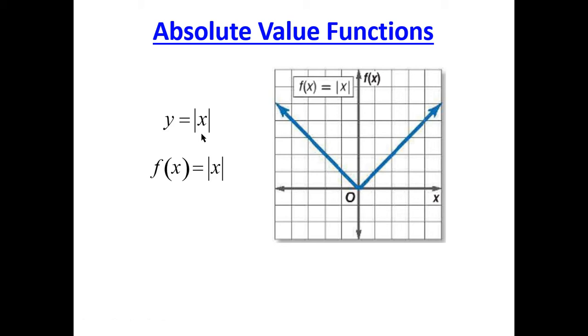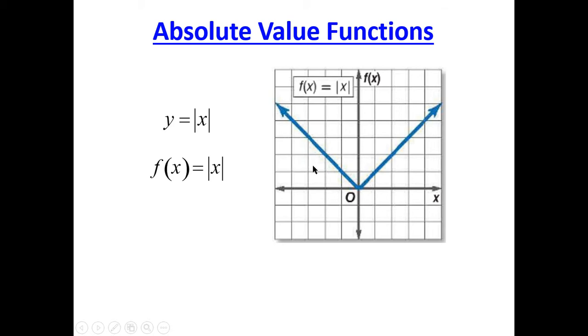So we have two equations here: y equals the absolute value of x, and f of x equals the absolute value of x. They basically are both the same thing. And here to the right, we have the picture. This picture is what it looks like when we graph this absolute value equation, f of x equals the absolute value of x.